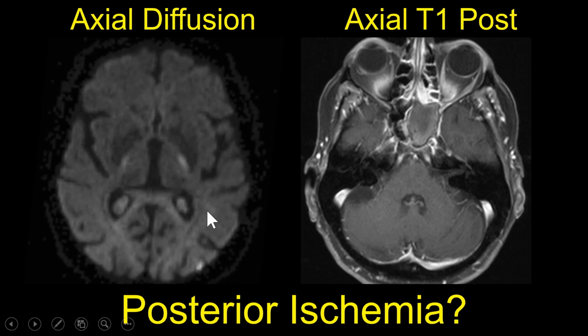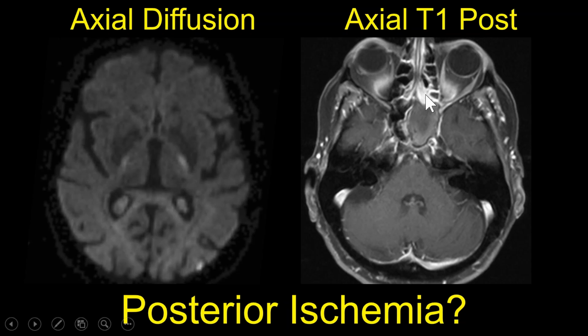This was a diffusion image. So we do diffusion to look for ischemia, especially acute ischemia. And we see this little bright dot on the back of the diffusion image, the image on the left of your screen. And on the right, this is an axial T1 image. We look at the nose, and the nose is bright. So this is a post-contrasted image.